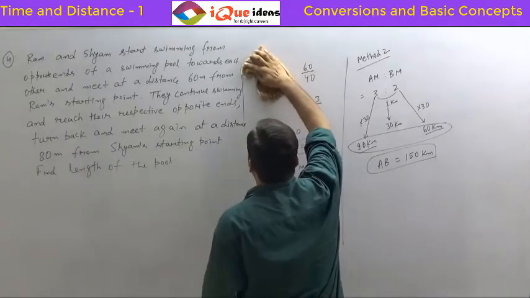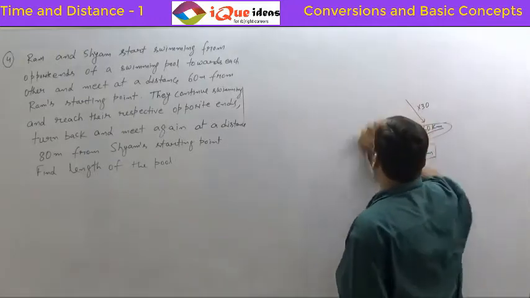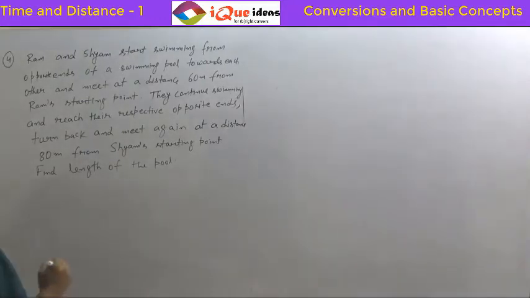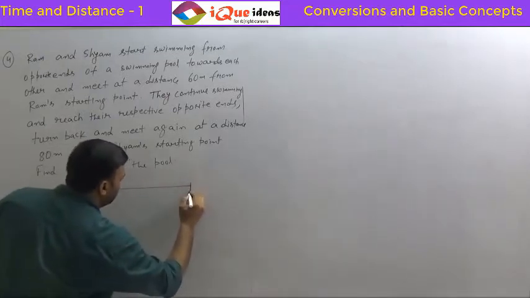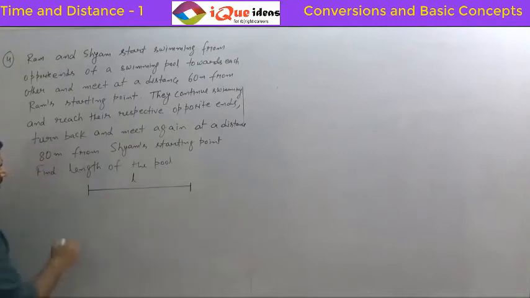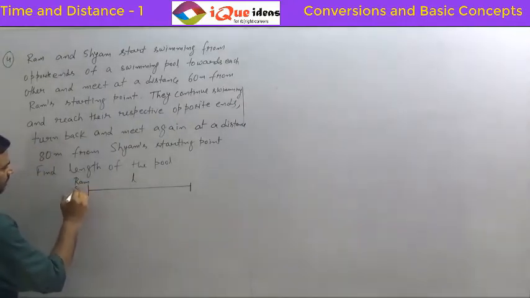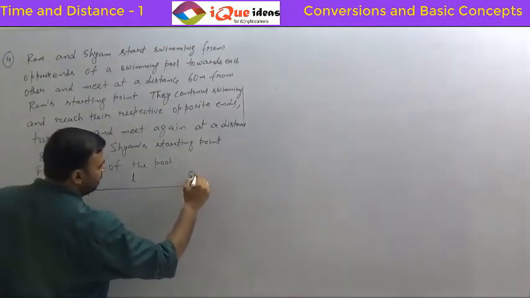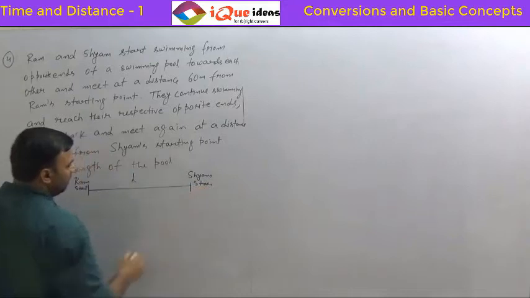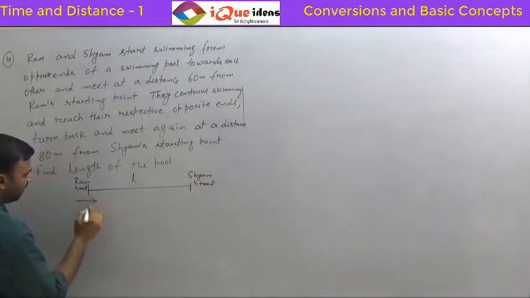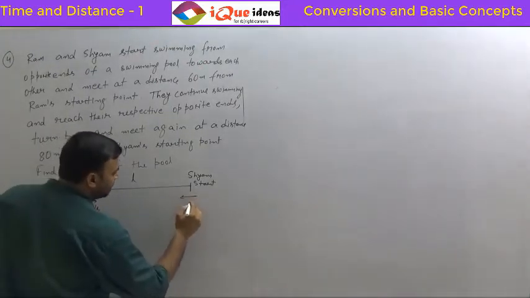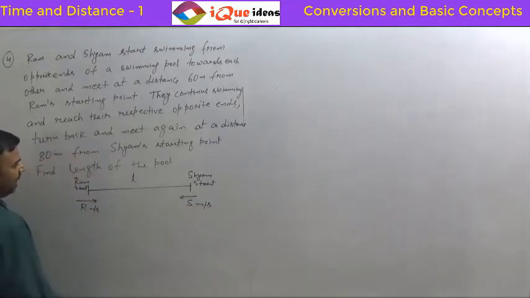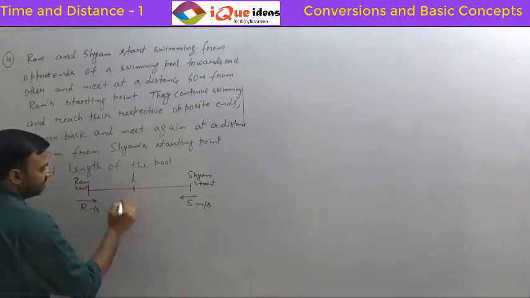Still it is based on the ratio of distances and ratio of speeds. Let's solve it here. Suppose this is the swimming pool and the length of the swimming pool is L. This is Ram's starting point and this is Shyam's starting point. Suppose the speed of Ram is R meters per second and the speed of Shyam is S meters per second. And the first meeting happens at a distance of 60 meters from Ram's starting point. So this distance is 60 meters.